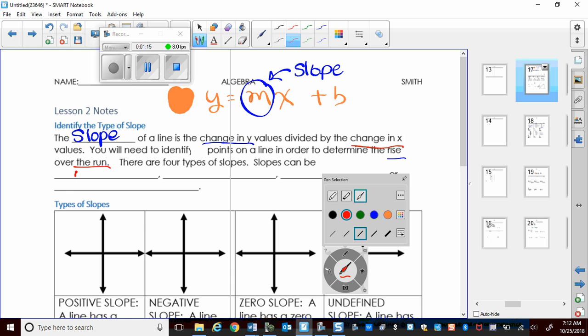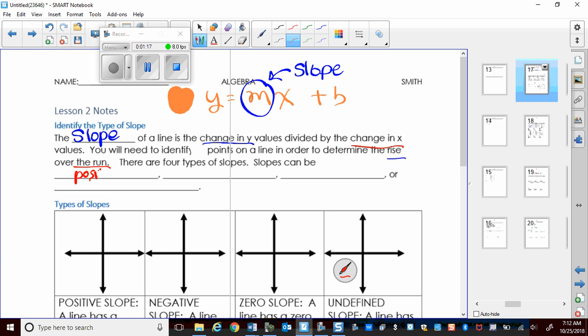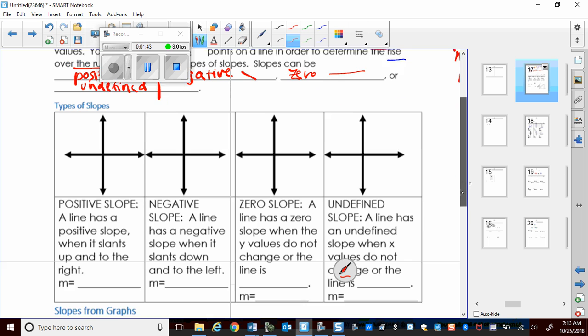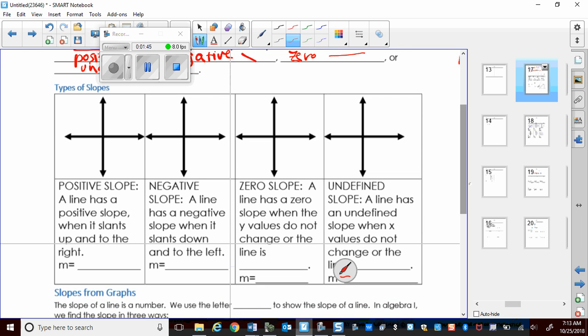Slopes can be positive. Slopes can be negative. Slopes can be zero. Or slopes can be undefined. Okay? Now, we're going to draw what this looks like.